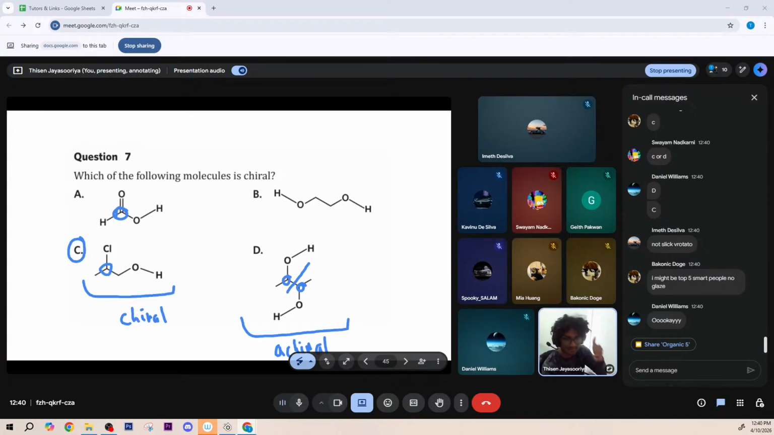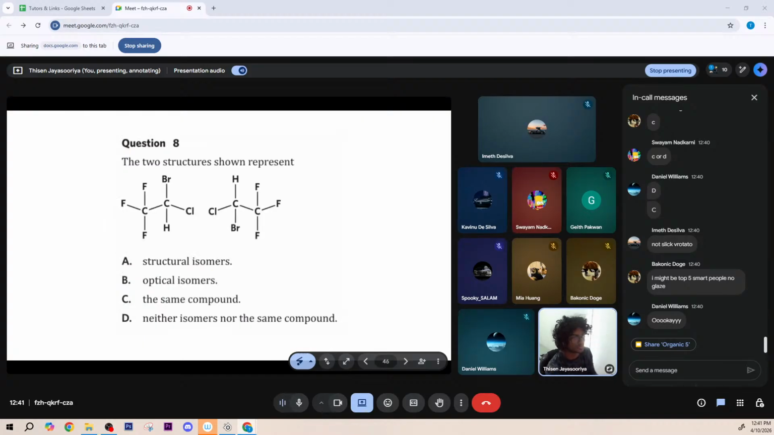Does that make sense for everyone? Thumbs up, thumbs down, thumbs to the side. So it's either chiral or achiral. C is chiral. D is achiral. And B and A are just not chiral. So the 2 structures shown represent either structural isomers, optical isomers, the same compound, or neither isomer nor the same compound. What do you guys think?